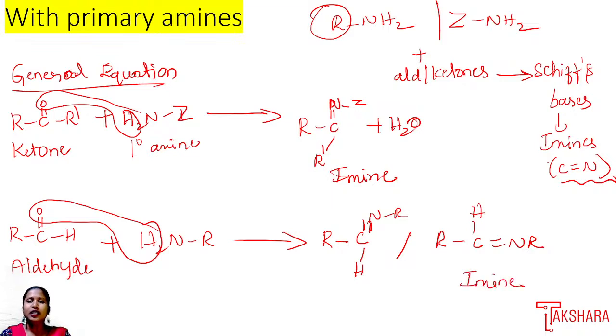So observe in both products that there is a double bond between carbon and nitrogen. That product is called a Schiff base, or imine. Now for this, let us consider particular examples and see what products are formed.